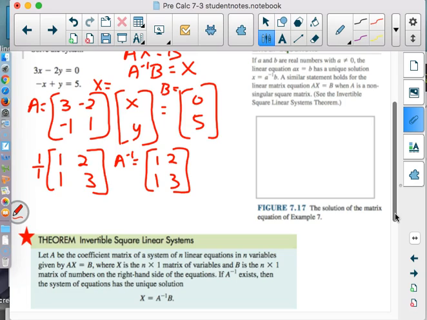Like I said, all we have to do is multiply this times B, which was this one, 0 and 5. And that will give us our little X matrix that we're trying to find. And that X matrix was x and y. So let's see. We'll have 0 and 10. Oh, cool. x is 10. 0 and 15. And y is 15.